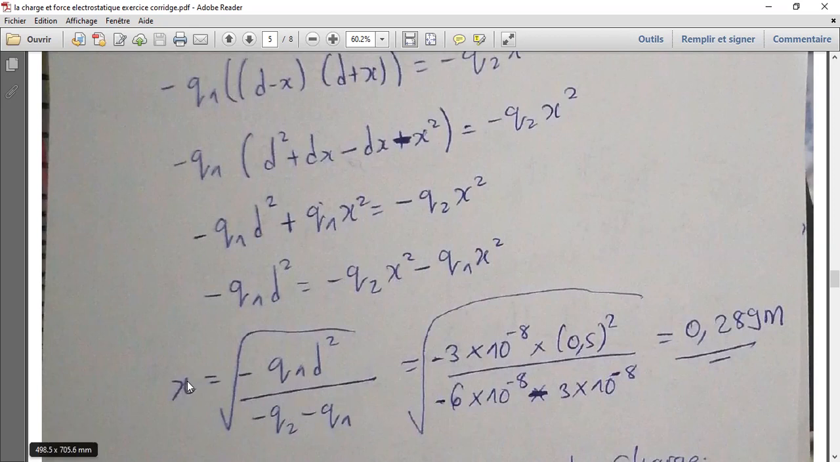Since here is x squared, I take the square root here, and I also take the square root here. And from there, you calculate your x. For your x, you just replace where there's q1, d squared and the negative q2 minus q1. This is the replacing which we did here. Then you have your final answer. I don't know if it's clear.